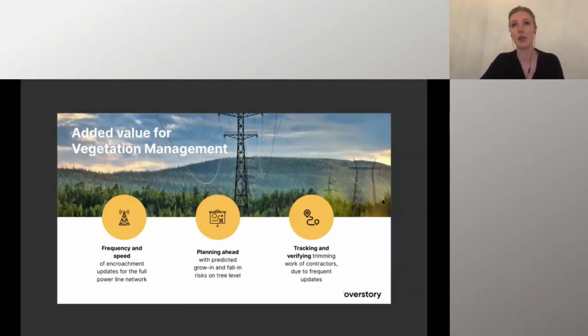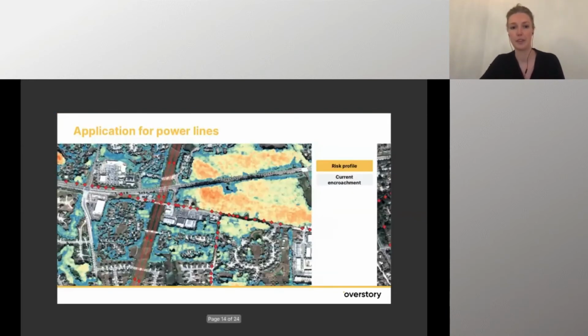So the combination of satellite data and artificial intelligence has added value for vegetation management. And we see that in three parts. First of all, the frequency of updates and the speed at which we can scan an area. Secondly, planning ahead due to predictive insights. And thirdly, tracking and verifying, also due to the frequency of updates. It's possible to track what is actually happening and verify and report on that. And to illustrate this a bit more, I will share different examples of how we do that with Overstory, and I'll explain the steps on that.